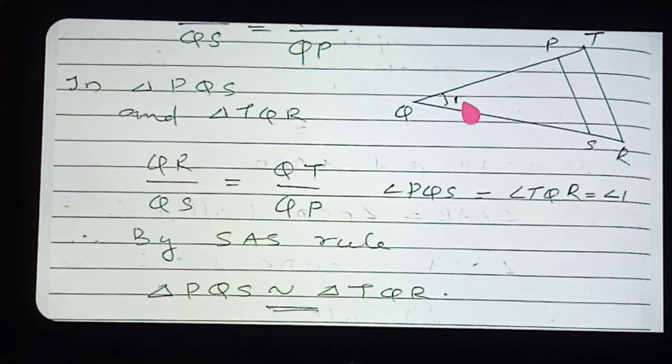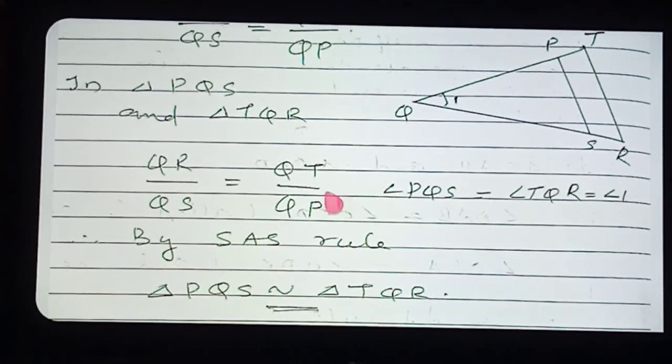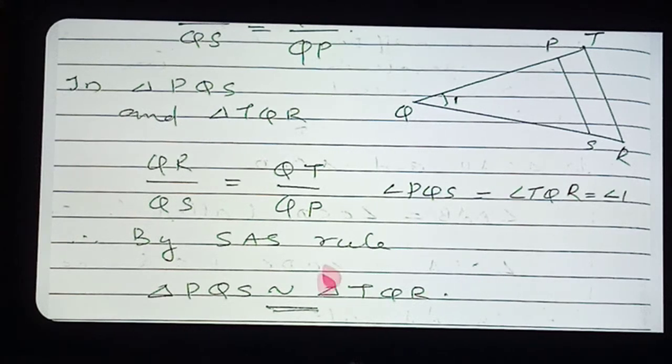What is the included angle's name? PQS and TQR. This is the common angle for both the triangles, so their included angle is also congruent. Therefore, by which theorem? By the SAS criterion, we prove that these two triangles are similar. Okay.